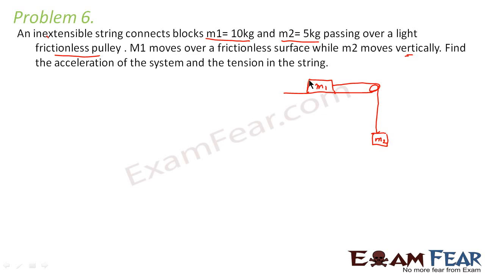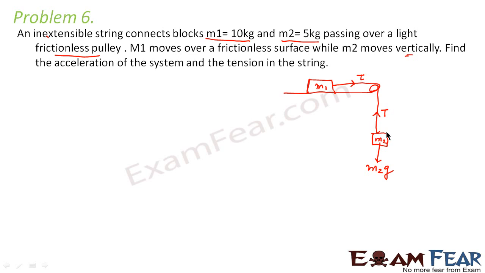Now let us draw the free body diagram for both the masses separately, which will make it easy for you to understand. Let us suppose for M2, the weight will be acting downwards, that is M2g. Tension will be acting in this direction. Since it is a frictionless pulley, tension along this and tension along this will be the same. Here is another tension T in this direction. And now we will write the equation of motion for both the masses.